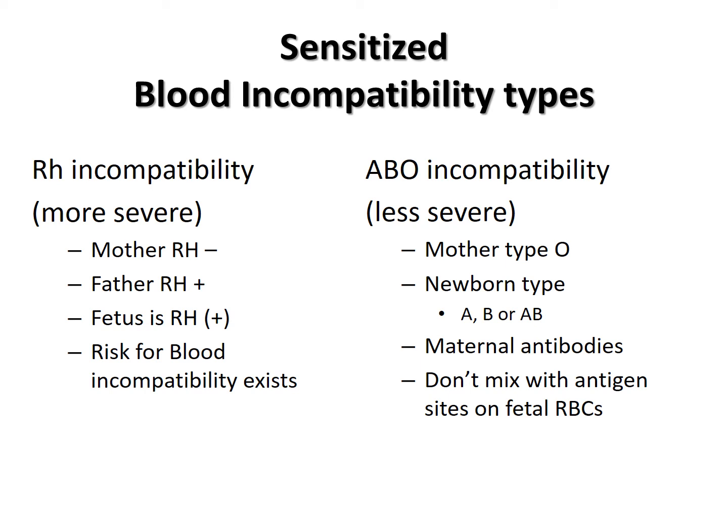The other is an ABO incompatibility, which is less severe, but it also occurs if the mother is type O and the baby is type A or B. Both conditions warrant close observation of the newborn after birth.